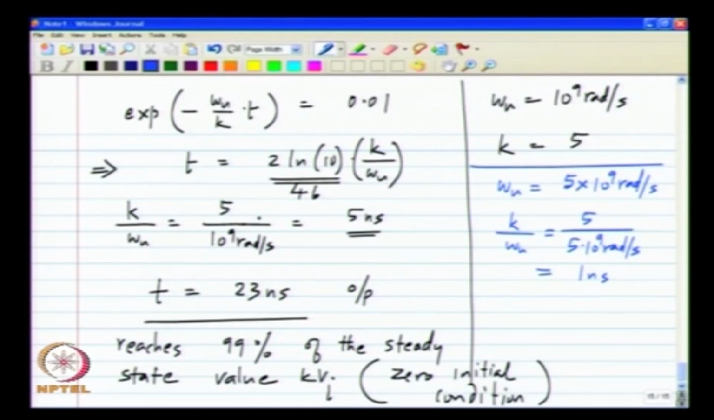So, k by omega u is 1 nanosecond, and this t, instead of being 23 nanoseconds, will become 4.6 nanoseconds. So, the effect of using a faster integrator in your circuit, that is an integrator with a higher omega u, is simply that the output will reach steady state faster.